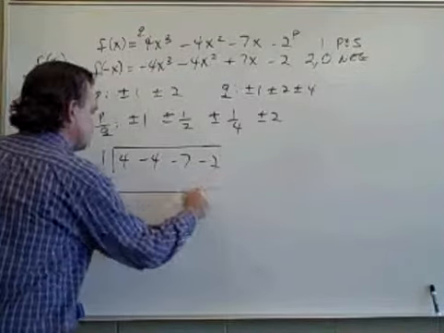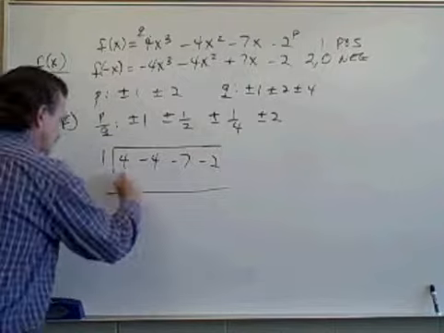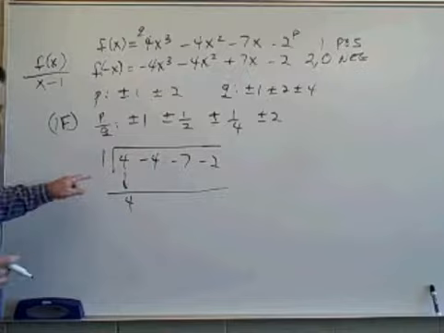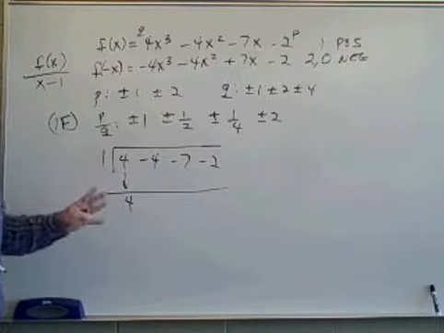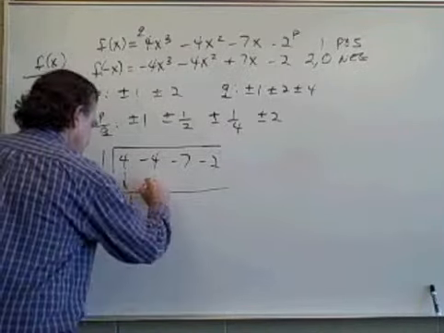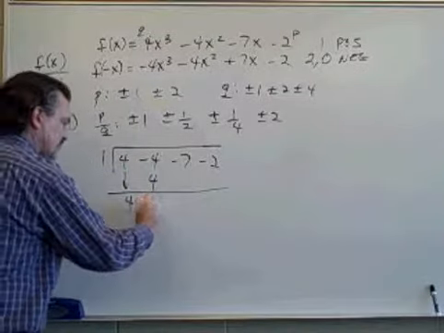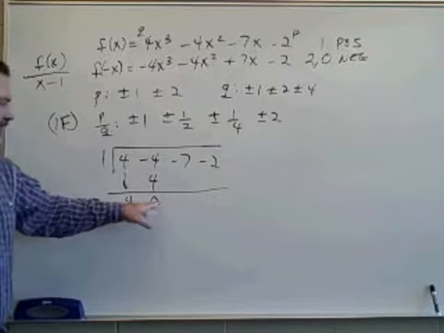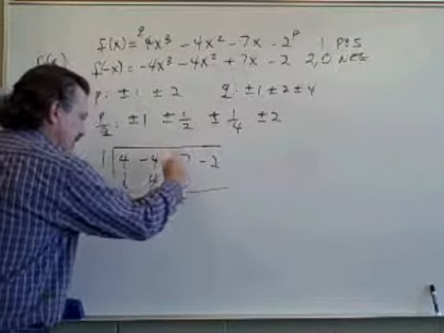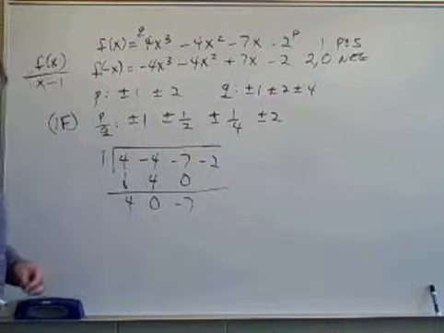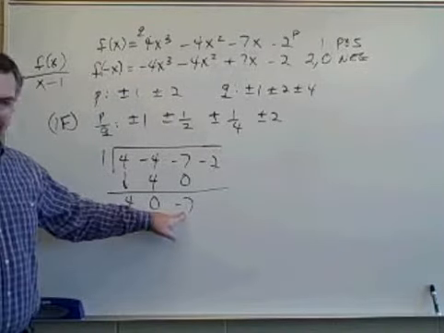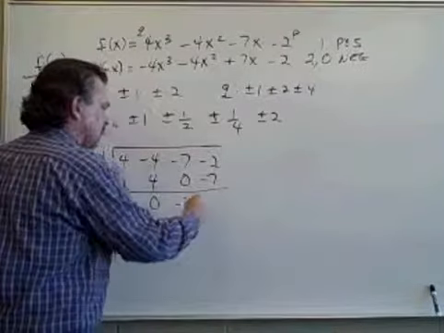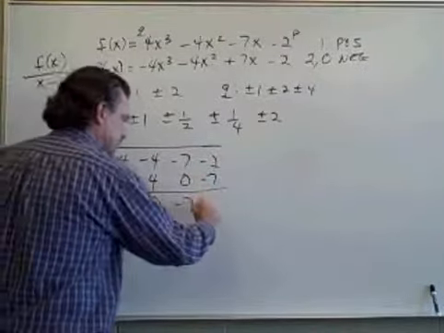So again, let's go through the synthetic division process. We bring that coefficient down unchanged. And then we start a process of multiply, 1 times 4 is 4, carry, add. Negative 4 plus 4 is 0. Multiply, 1 times 0 is 0. Carry that 0 over here, add. Negative 7 plus 0 is negative 7. Multiply, 1 times negative 7 is negative 7. Carry the negative 7, add. Negative 2 added to negative 7 is negative 9.